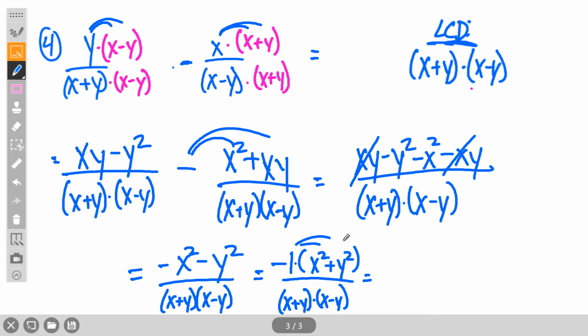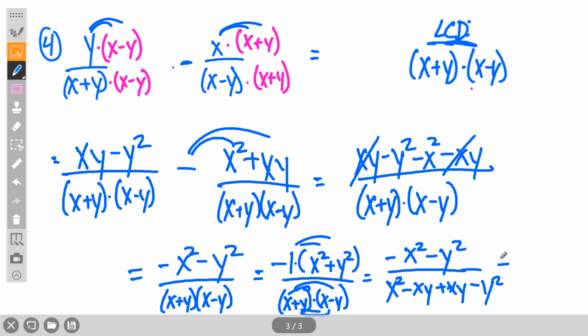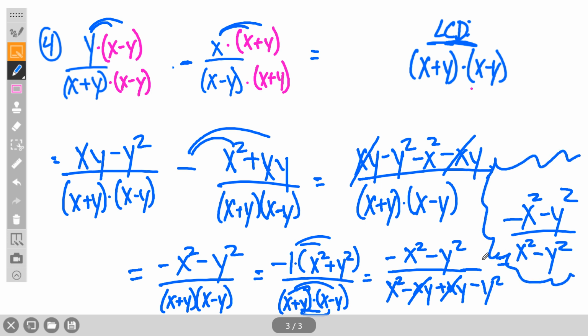So now we put it back into standard form. So negative x squared minus y squared, and then I distribute here as well. So x squared minus xy plus xy minus y squared. Combine the like terms, these cancel. So my simplified expression is negative x squared minus y squared over x squared minus y squared. And that would be my simplified expression for problem number 4.